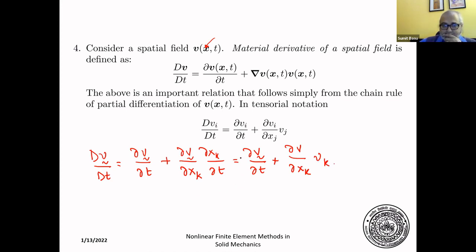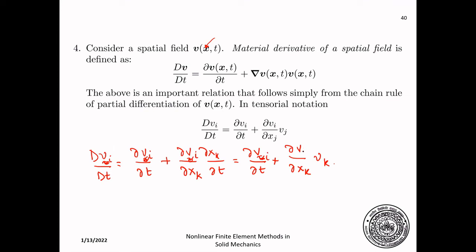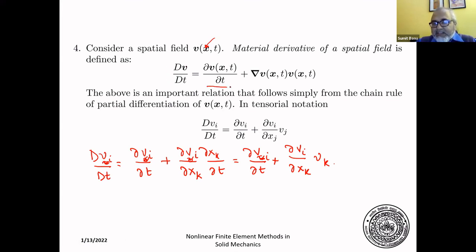I made a mistake, so let's write it as del vi. You can do this for the velocity, or you can do it for any other quantity. So the total derivative, also called the material derivative of v, contains a spatial part and this part which some people call a convective term, but this just follows from the chain rule.